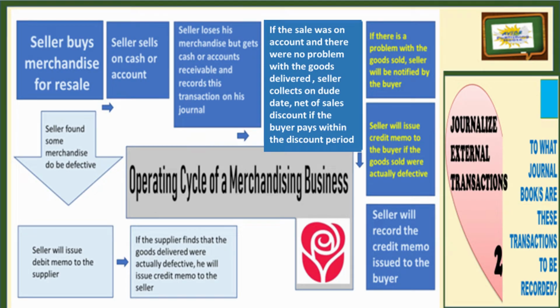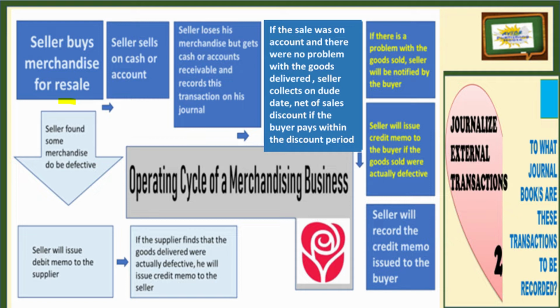So we have the operating cycle of the merchandising business. It starts from the seller buying merchandise for resale, and then the seller sells on cash or account. When the seller sells on cash or account, he loses his merchandise but gets cash or accounts receivable, and he records this transaction on his journal.